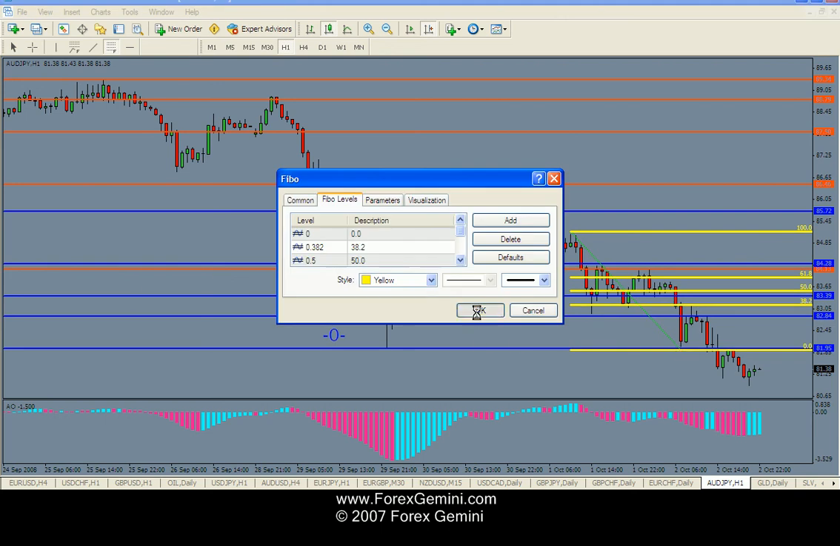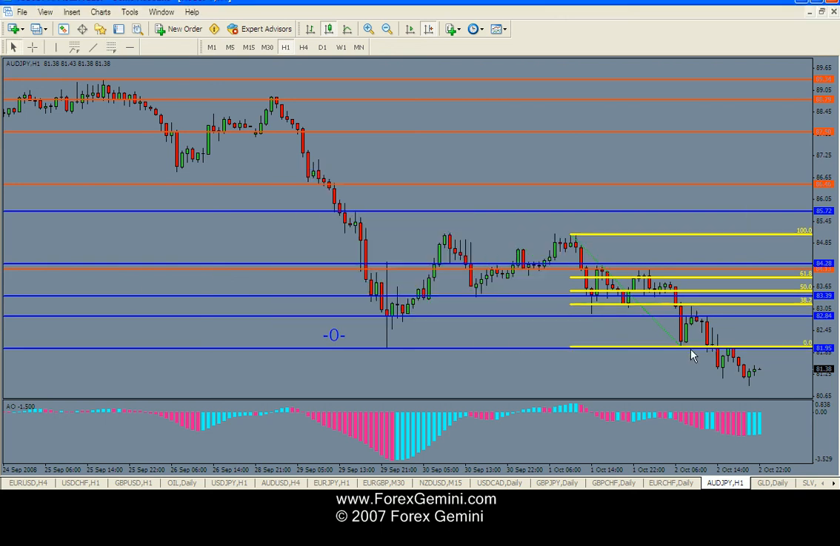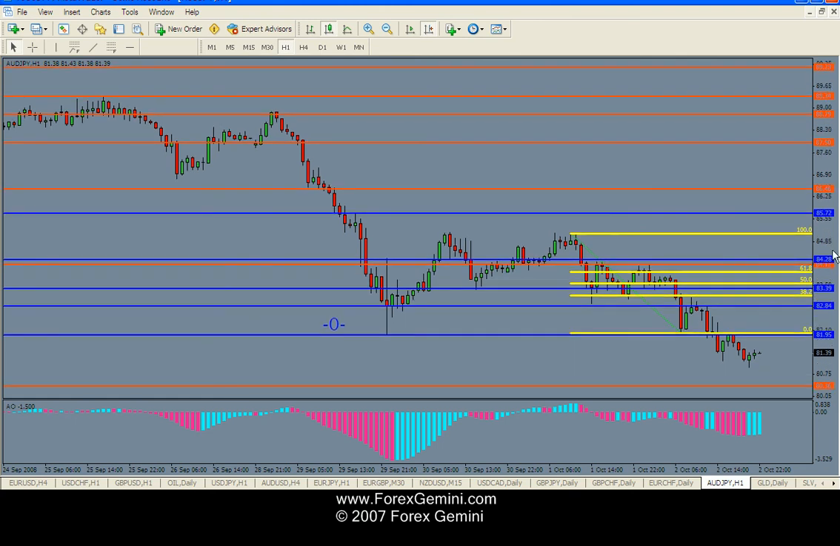Okay, so what do we have happen right here? We have this thing turn, retrace, and now I'm entering at the 38.2, 50, and 61.8 retracements. If the market turns and goes up to every single one, including the 61.8, I'm a happy man because I'm getting 1, 2, 3 entries, ultimately targeting below 300 pips to the 987 Fibonacci zone.